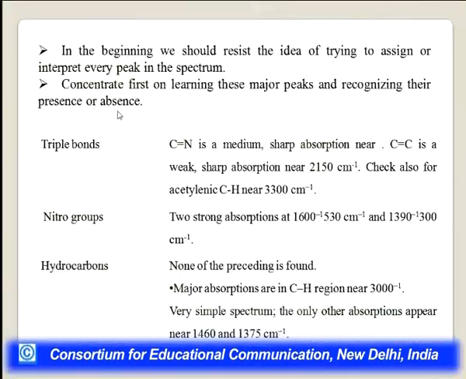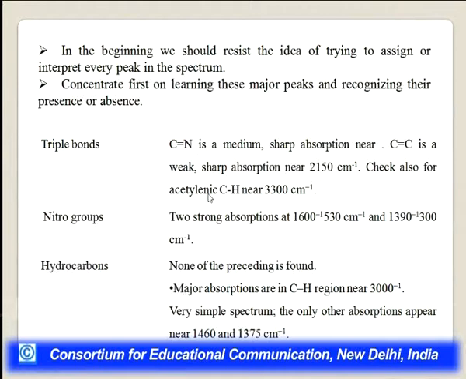In the beginning, we should resist the idea of trying to assign or interpret every peak in the spectrum. We have to look for the main peaks first. Concentrate first on learning these major peaks and recognizing their presence as well as their absence, because both will give you a clue about the functional group, whether it is present or absent. For example, for triple bonds, carbon triple bond N is a medium sharp absorption band, near carbon triple bond carbon, which is a weak sharp absorption near 2150.